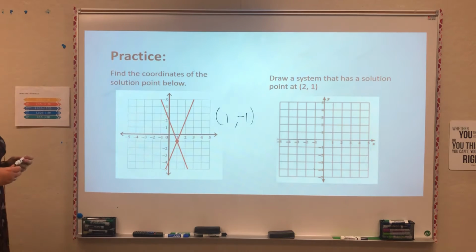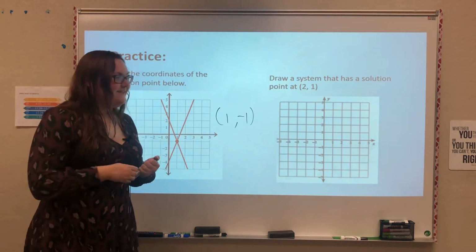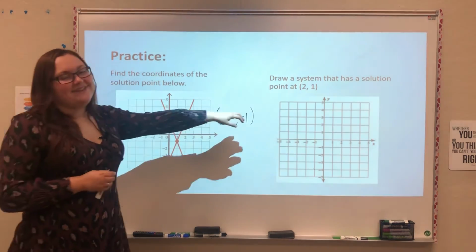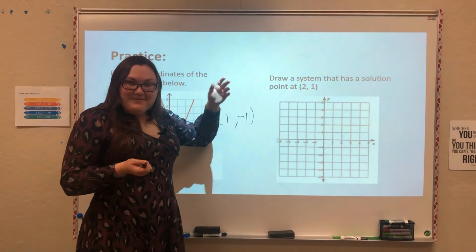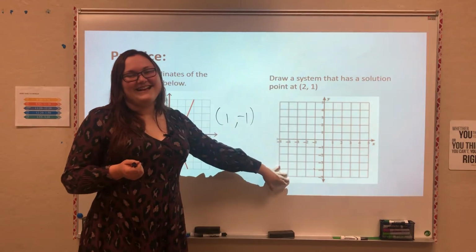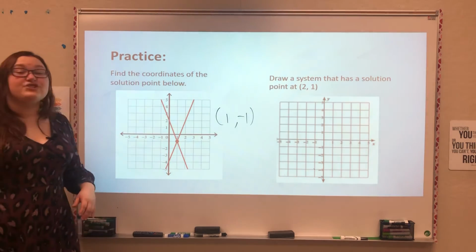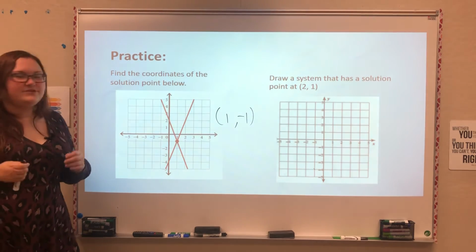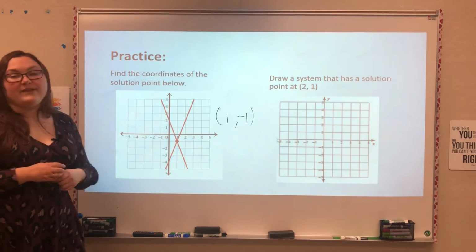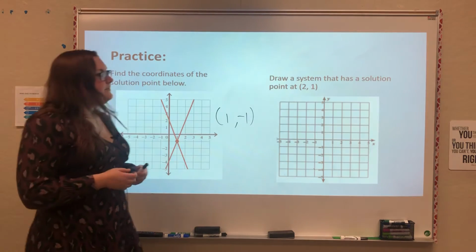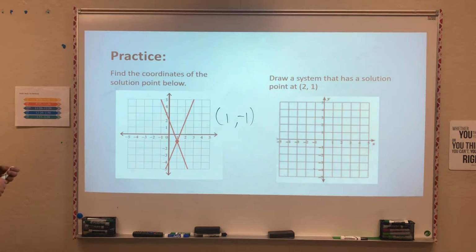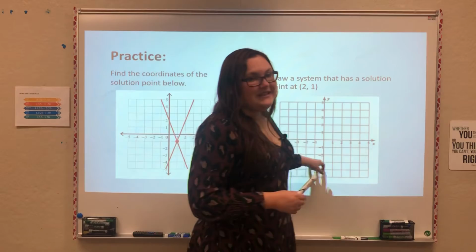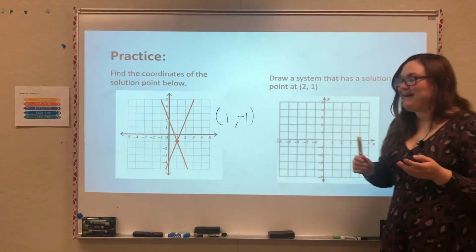The second one says draw a system that has a solution point at 2, 1. So it's kind of like the opposite of what we're doing. I know you can't, unless you have graph paper at home, I know you can't draw this yourself, but you could go ahead and describe for me what you would do to draw that system, or if you have like a piece of paper, you could draw it for yourself as well. Please know that for this question here, there are many, many possible answers.